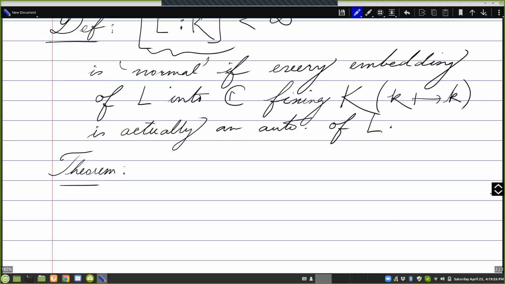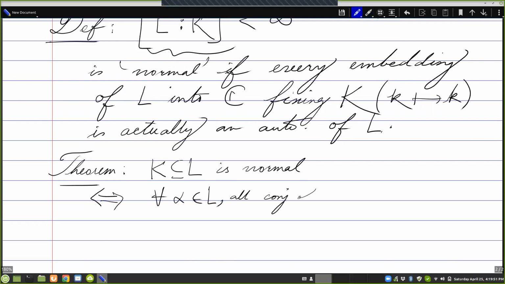So the theorem says L over k is normal if and only if for every alpha belonging to L, all conjugates of alpha will also belong to L.